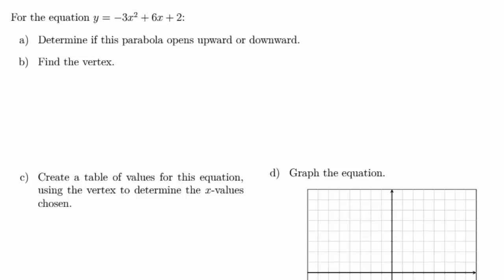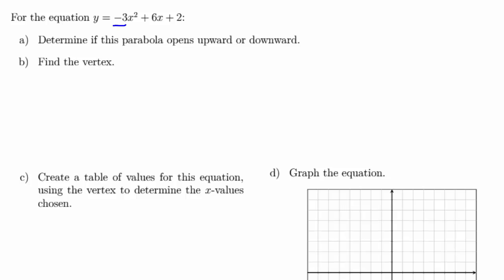In this video, we'll identify key information about the graph of y equals negative 3x squared plus 6x plus 2. We'll then use this information to create a table of values and sketch the graph of this parabola. To start, we're asked to determine if this parabola opens upward or downward. And to determine this, we'll use the coefficient that we find on x squared.